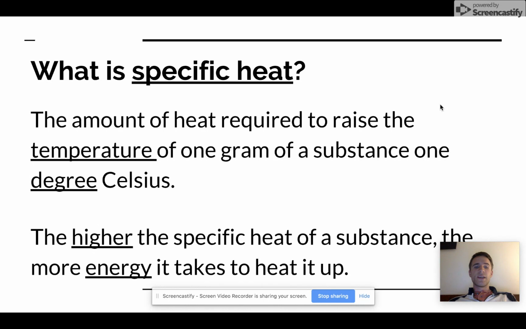In other words, something that has a higher specific heat requires more energy to heat it up. So if something has a higher specific heat, you're going to have to heat it up more in order to get it hot.